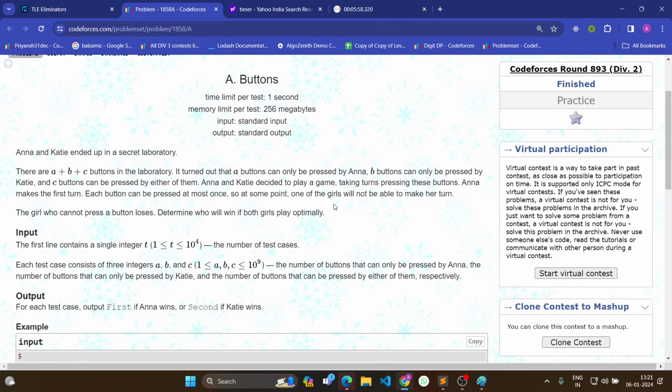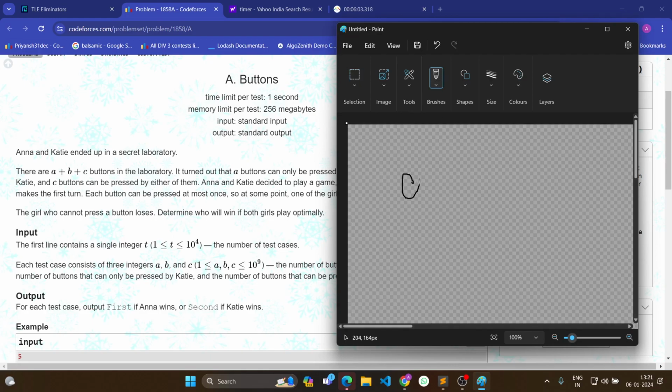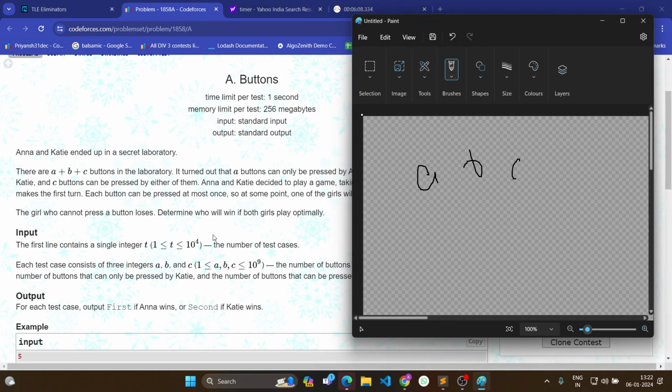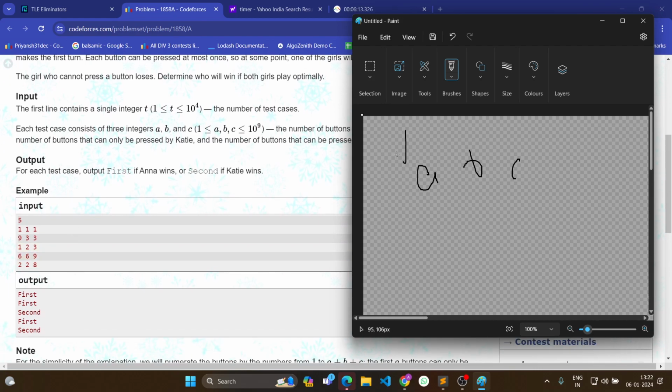Okay, so what this question says is that there are A buttons, B buttons and C buttons. Let's say Anna presses her first button, and then Katie will try to. I think both of them will try to press this button first and get rid of it, so that after one has gotten rid of these buttons, the only thing left is who has more buttons.